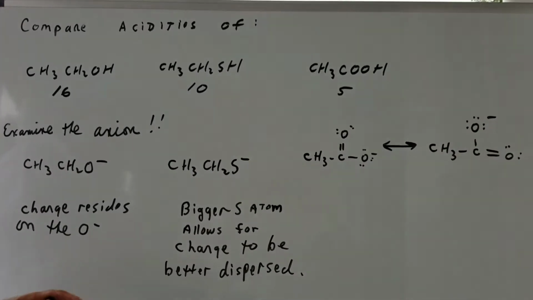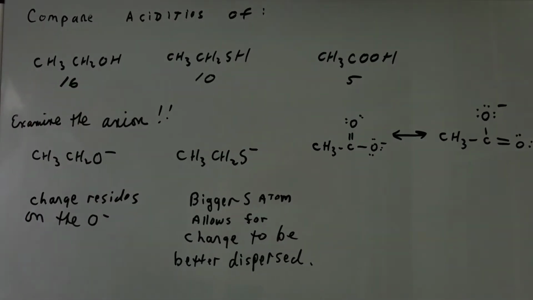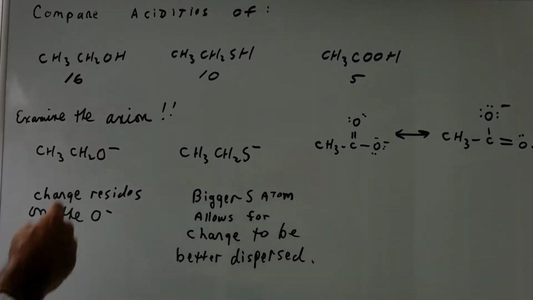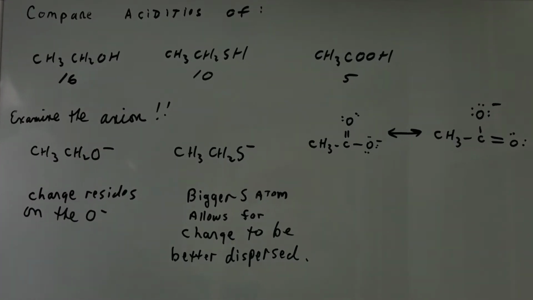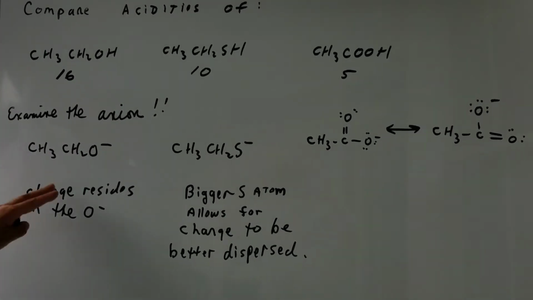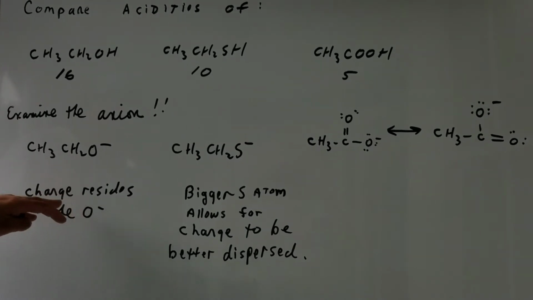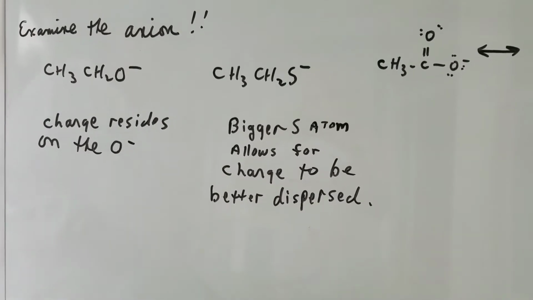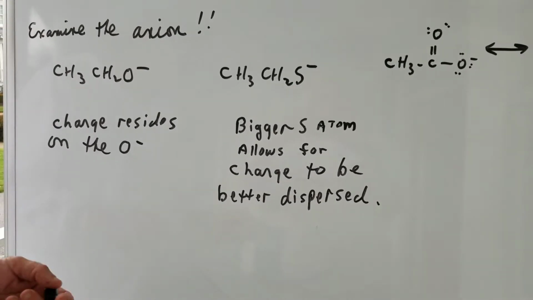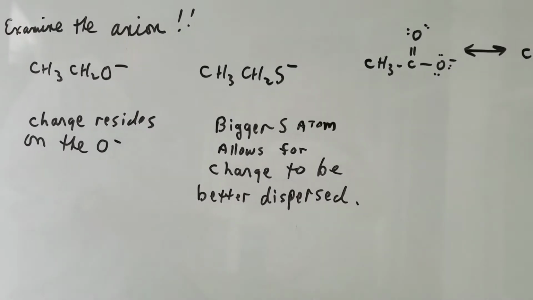Examine the anion. So if you look at the anion of this, meaning you take off the H and you put in a minus, we get CH3CH2O-. That's my starting point. As you can see, this anion has the negative charge residing on an oxygen, and we gave that a value of 16. Oxygen's a negative element, so it can handle a negative charge.